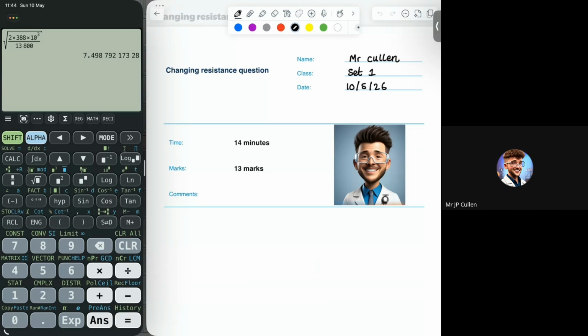So this question, like I said, is about electricity. It's one of the harder questions, as you can probably tell from the introduction. And so let's have a look and see what we've got.